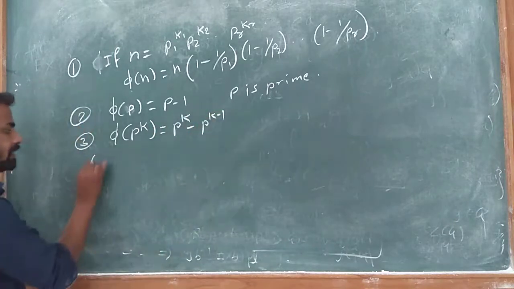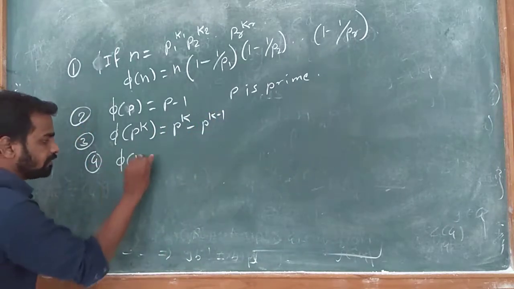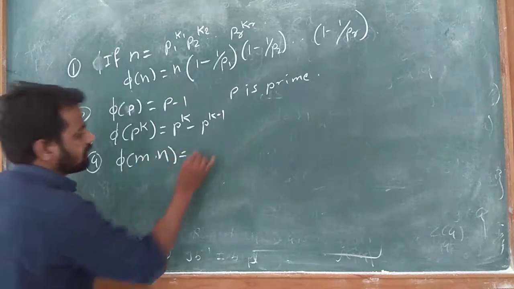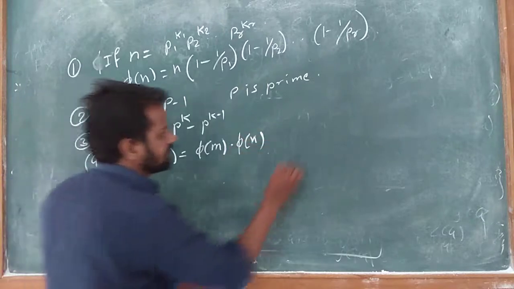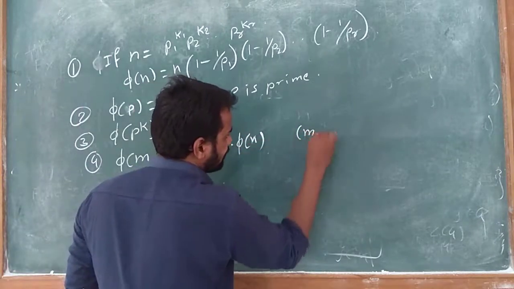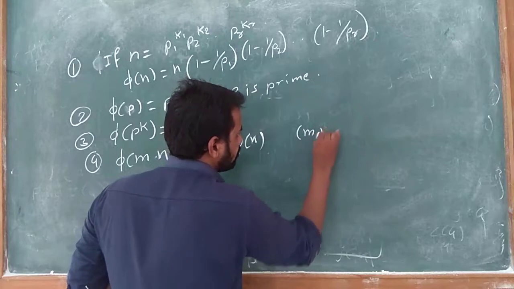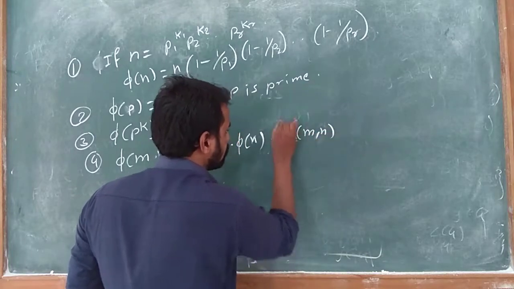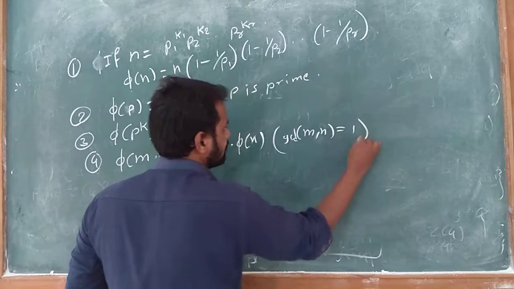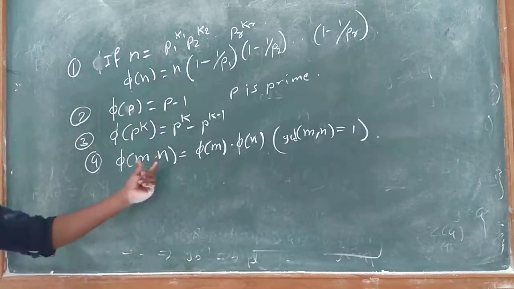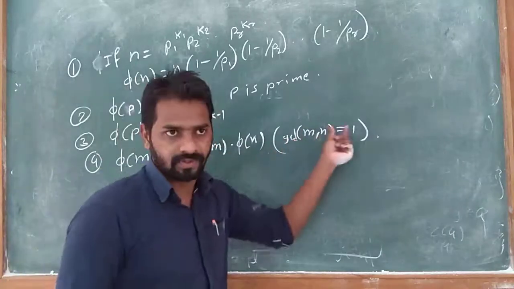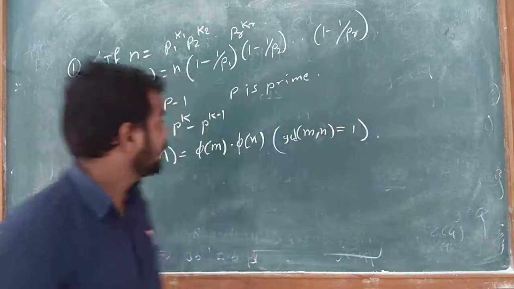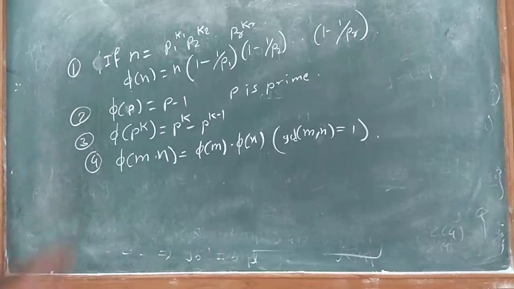minus 1. And the fourth formula is phi of m into n is equal to phi of m into phi of n whenever m and n are relatively prime, that is, GCD of m comma n is equal to 1. This is satisfied if GCD of m, n is equal to 1, that is, m is relatively prime to n. Those are the formulae for finding the Euler phi function.